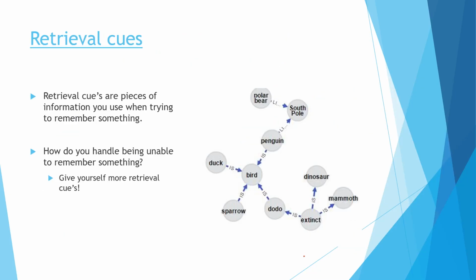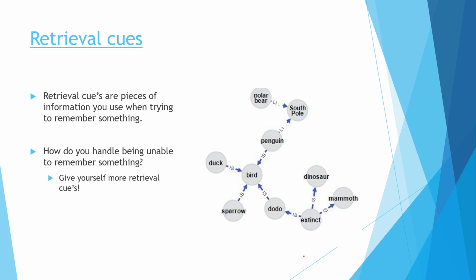Okay, so let's cover some more topics here. Moving on. Retrieval cues. Retrieval cues are the pieces of information that you use when you're trying to remember something. Anytime you try to remember anything, you use retrieval cues.